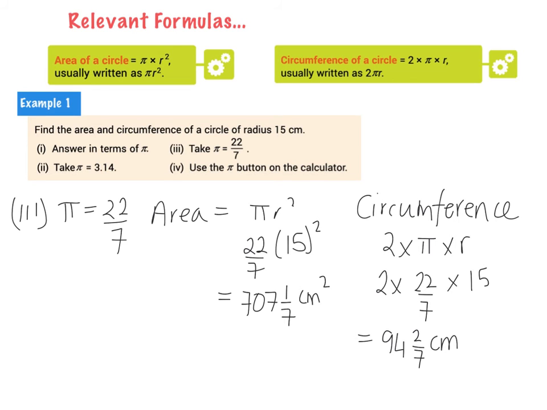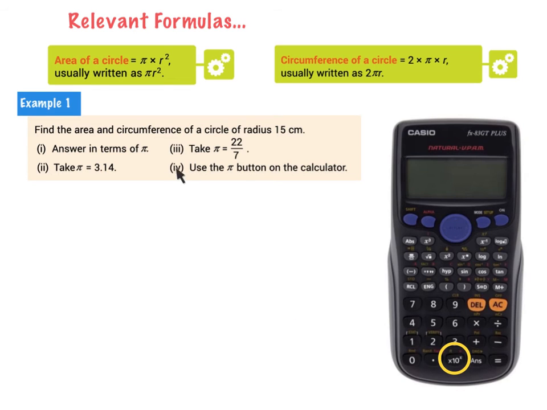Okay, so looking at part 4 now, they want us to use the pi function on our calculator. So on a Casio calculator, the pi function is actually down here, okay? And you're going to have to use your shift function to get to it. And the little symbol for pi will appear up here beside your formulas. So practice that and see can you use the pi function.